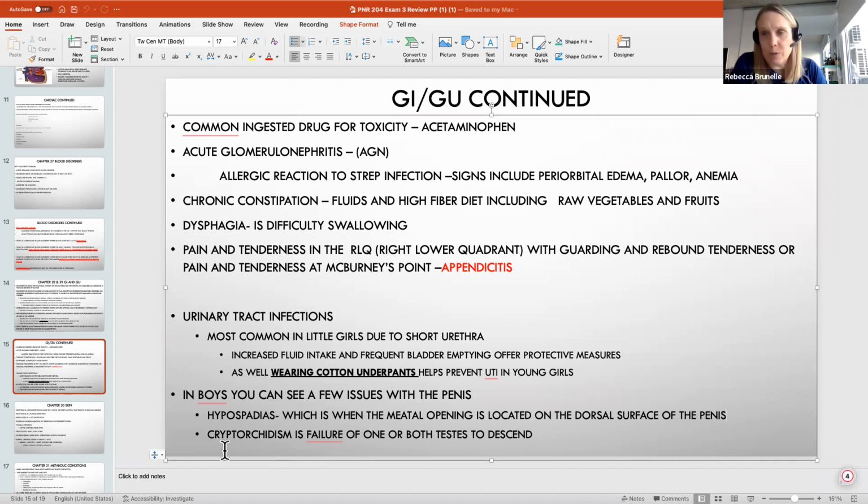And then this is this word that I have a terrible time pronouncing. Cryptorchidism is the failure of one or both of the testicles to descend. So this can be associated with infertility because the abdominal cavity is warmer, and so the sperm don't develop the same way they would if they were outside of the body. And they can do a surgery to pull them down.